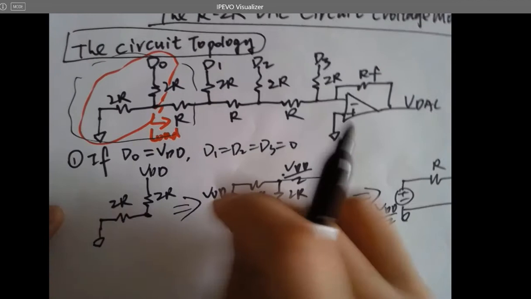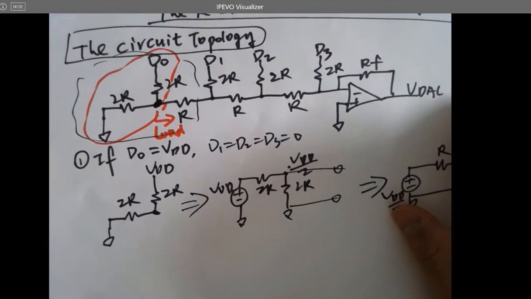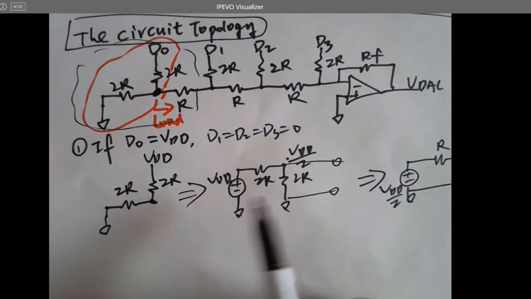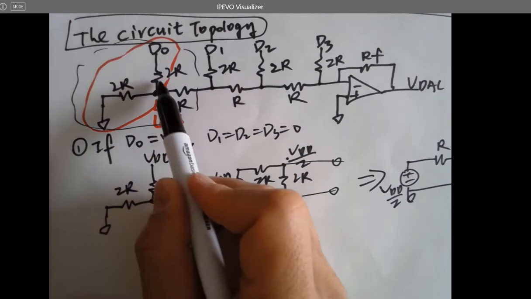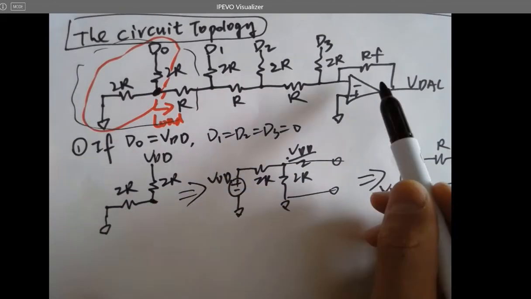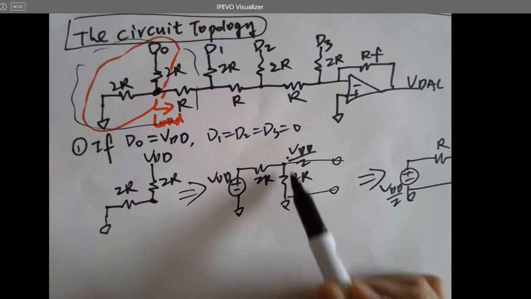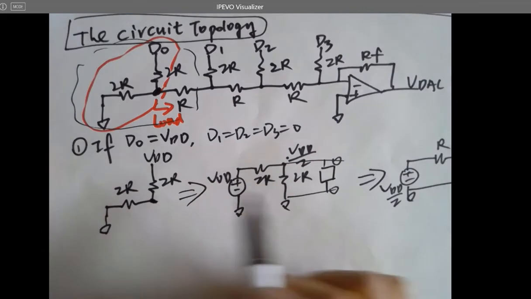So we just take everything behind this point as a load. So it's actually this, right? VDD, 2R, ground, and here is the load. VDD, 2R, ground, load. That's a black box, whatever is behind it.